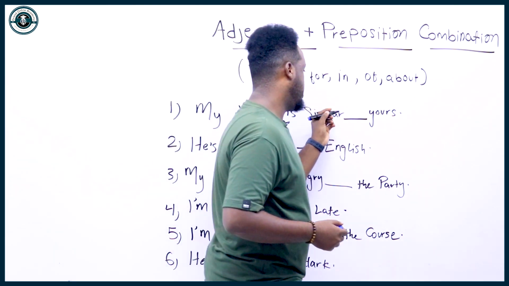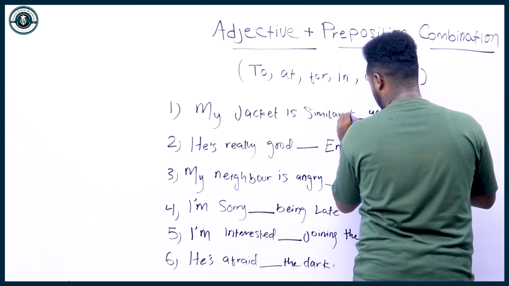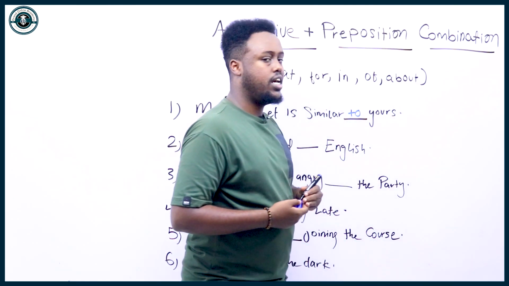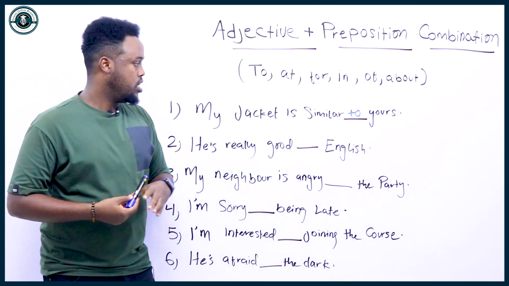To baa ku habboon. The preposition to. My jacket is similar to yours.